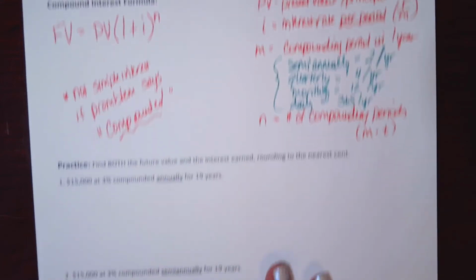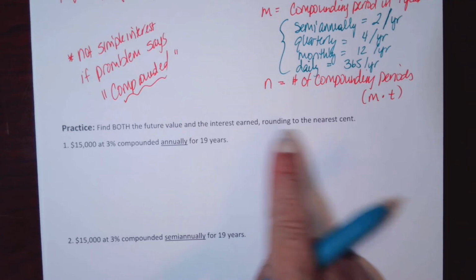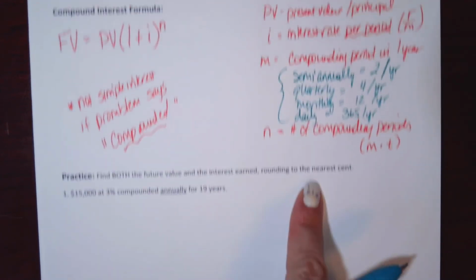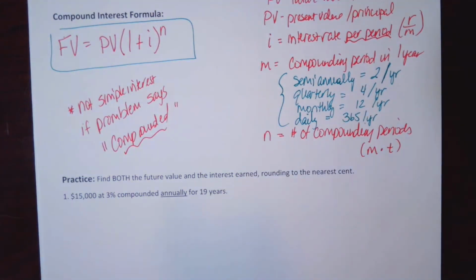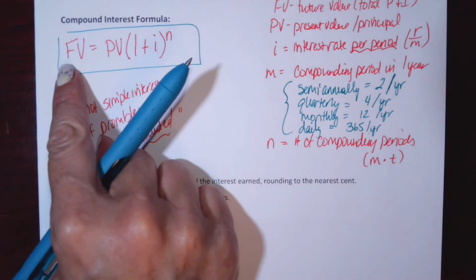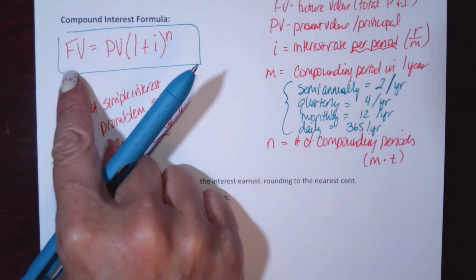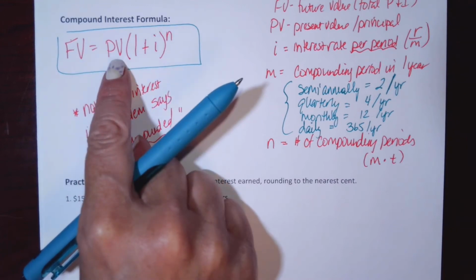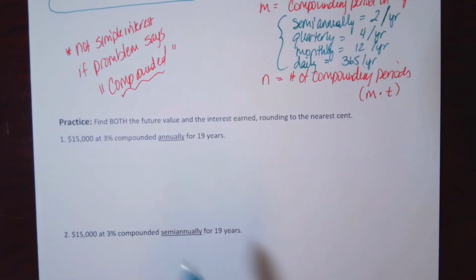Okay. We're going to find both the future value and the interest earned, rounding to the nearest cent. Well, our formula that we're focused on solves for future value. How are we going to figure out the interest? Well, the future value is going to be what we started with plus interest, which means we can just subtract out what we started with. So we're going to find both of those things.